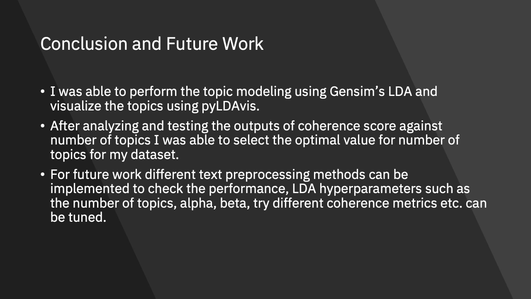Finally, conclusion and future work. I was able to perform topic modeling using Gensim's LDA and visualize the topics using the pyLDAvis module. After analyzing and testing the outputs of coherence score against the number of topics, I was able to select the optimal value for the number of topics for my dataset, which was 4. For future work, I can try different text pre-processing methods to check the performance. I can tune LDA hyperparameters such as number of topics, alpha, and beta, to try different coherence metrics.